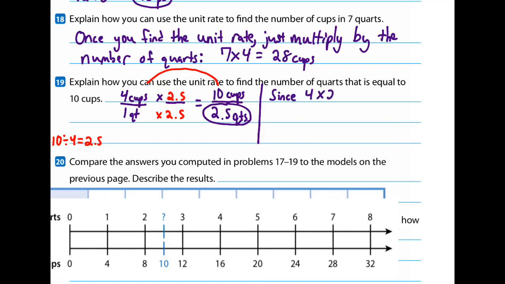4 times 2.5 equals 10. I need to multiply it, one quart times 2.5, to get the answer.